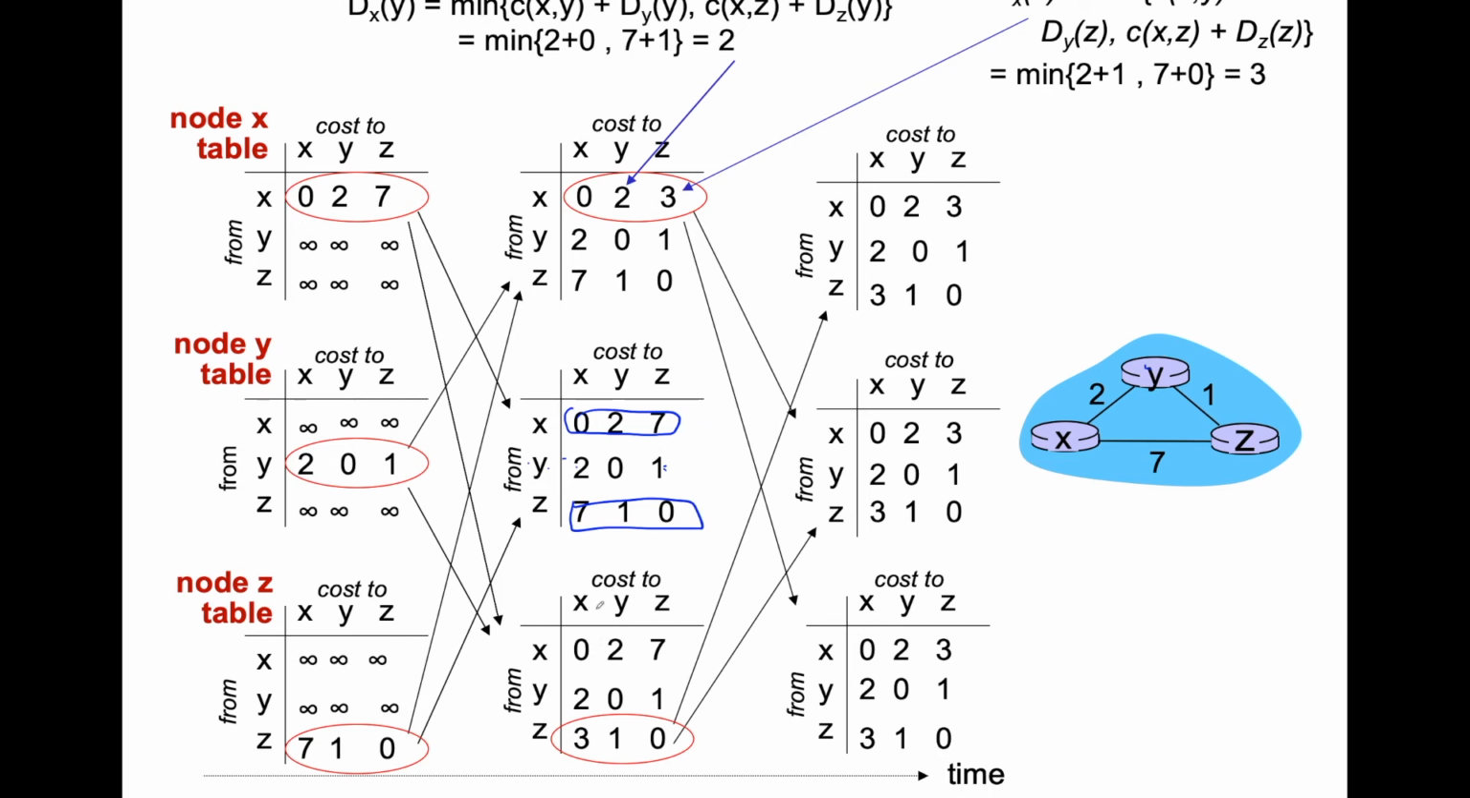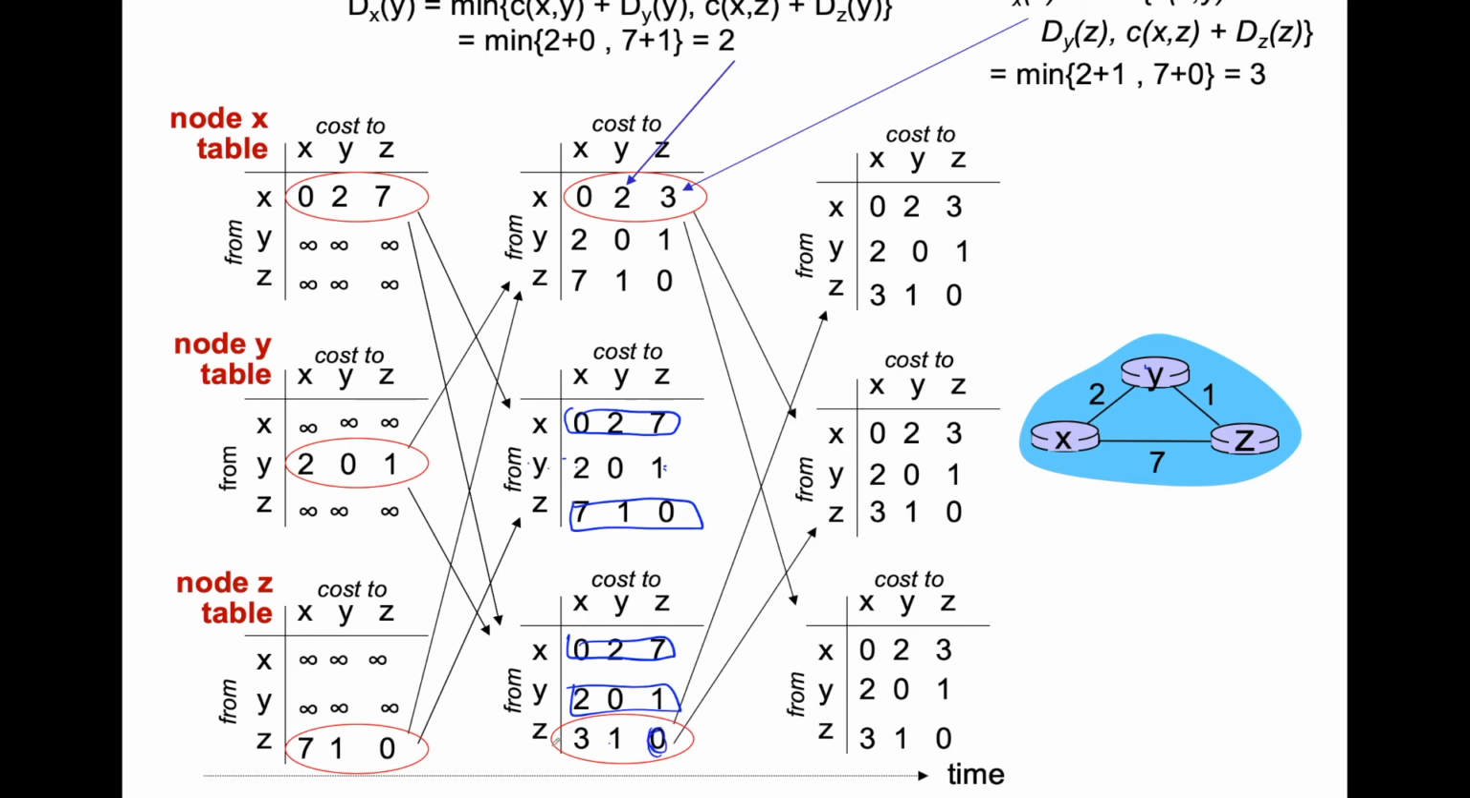So then lastly, if we look at node Z, well, node Z had gotten the distance vector from node X and had gotten the distance vector from node Y. And so we're updating the distance vector estimate for Z. So Z to Z is always 0 to itself.